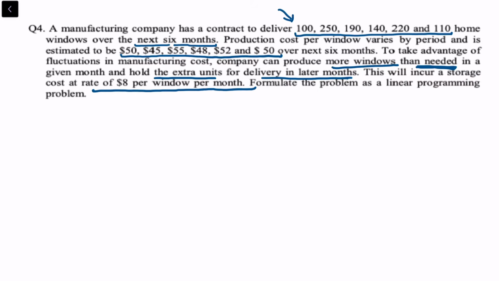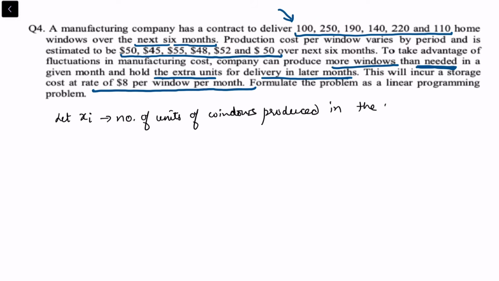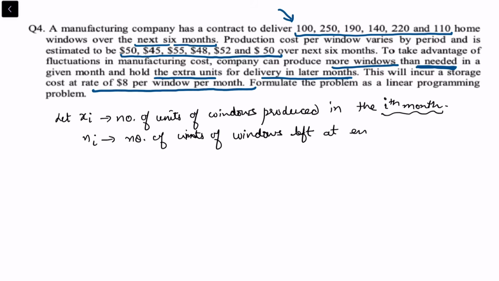So to formulate the problem, let me first take the decision variables. Let xi be the number of units of windows produced in the ith month, because that has to be produced over the next 6 months. So let's say first month, second month, third month and up to the 6th month. And then we can take Ni, this is the number of units of windows left at the end of month i.